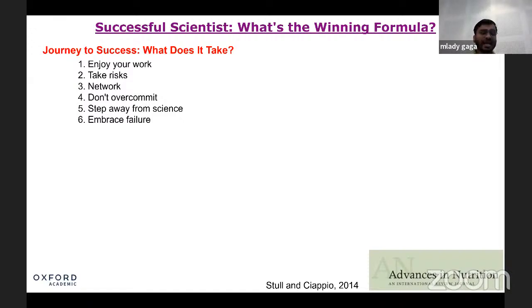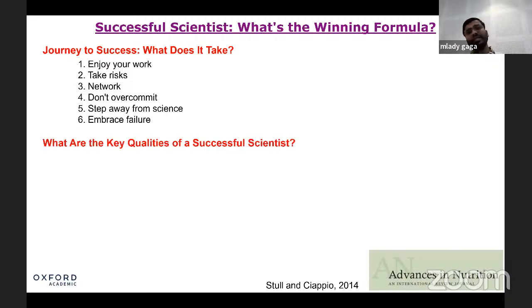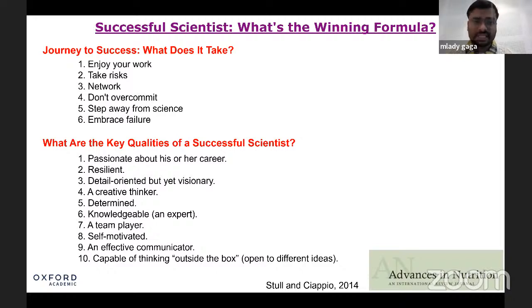Enjoy your work, take risks, network, don't overcommit, step away from science, and embrace the future. What is the key question? These are the key qualities of a successful scientist.